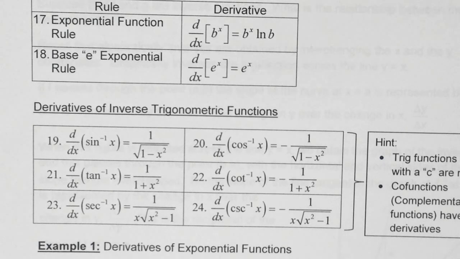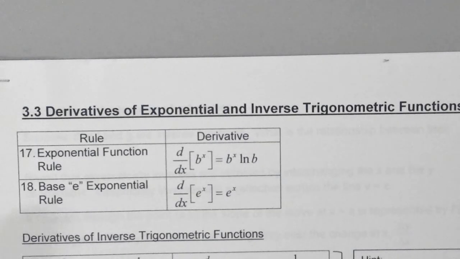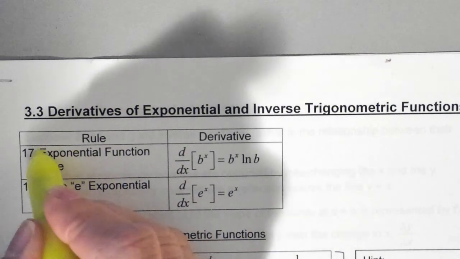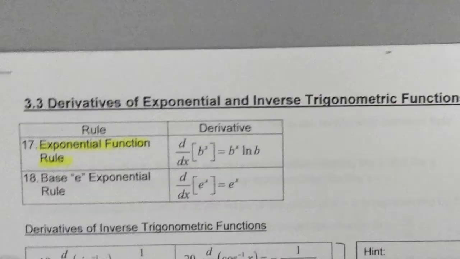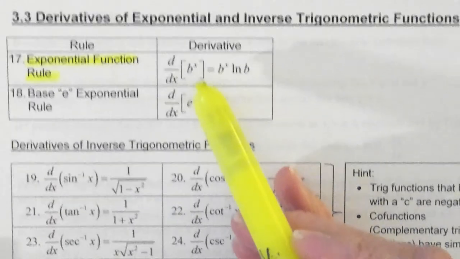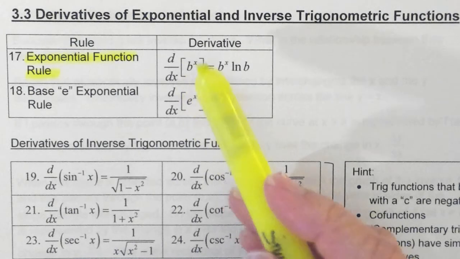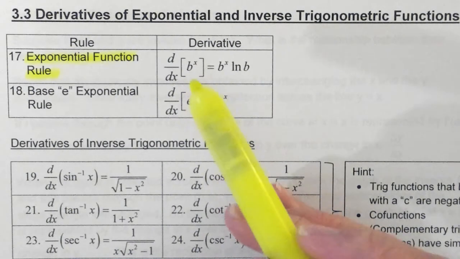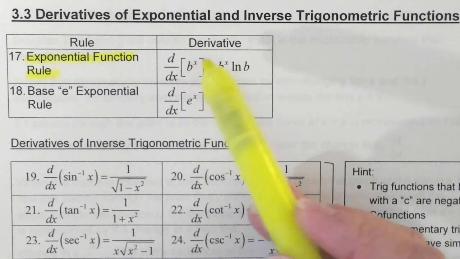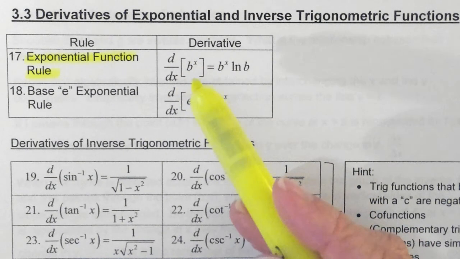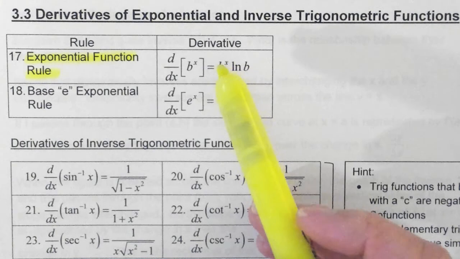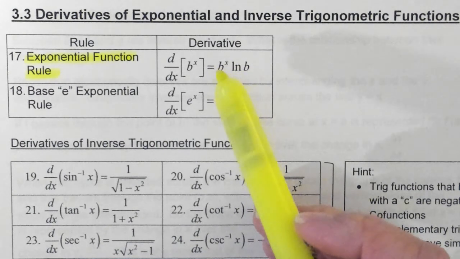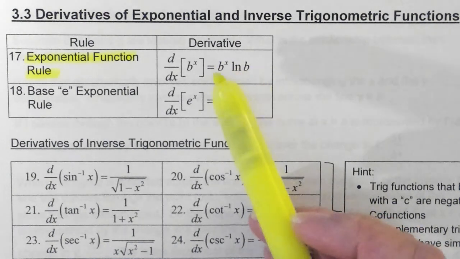Okay, so today, derivatives of exponentials and inverse trig functions. So first of all, we're going to talk just basically about our exponential function rule. Okay, and this is basically if you have some value b, let's say 2. So if we were asked to take the derivative of 2 to the x, meaning my exponent is a variable x, the derivative is just that base b to the x power times the natural log of whatever the base is.